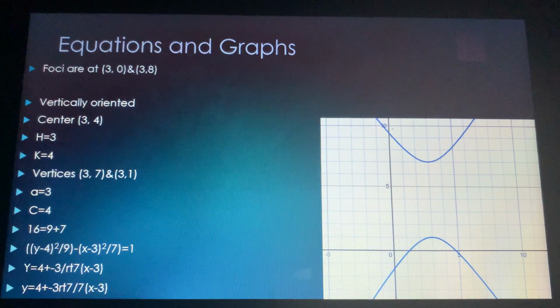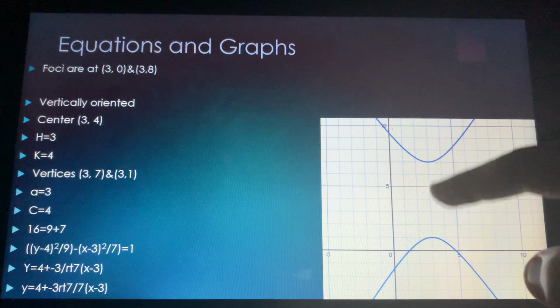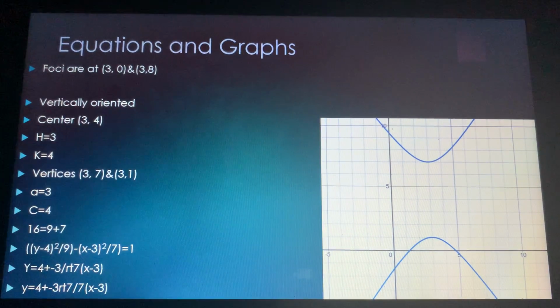Let's look at equations and graphs. First, let's use the graph to find the equation, and then we'll reverse engineer it. So first thing we notice, going up and down, it's vertically oriented. And also, we're given the foci are at 3, 0, and 3, 8. So we know the x value of the center is 3, and the y value is 4. So the center is 3, 4. We already know the h value is 3, the k value is 4.